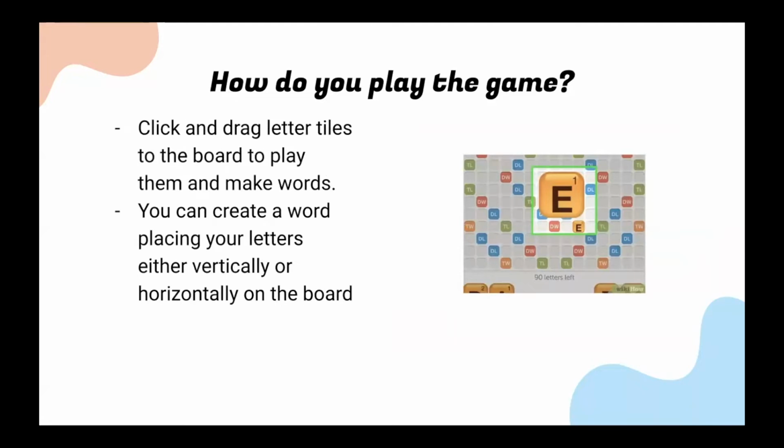So how do you play the game? You click and drag letter tiles to the board to play them and make words. You can create a word by placing your letters either vertically or horizontally on the board. So you're just going to move around the letter tiles in order to create words.